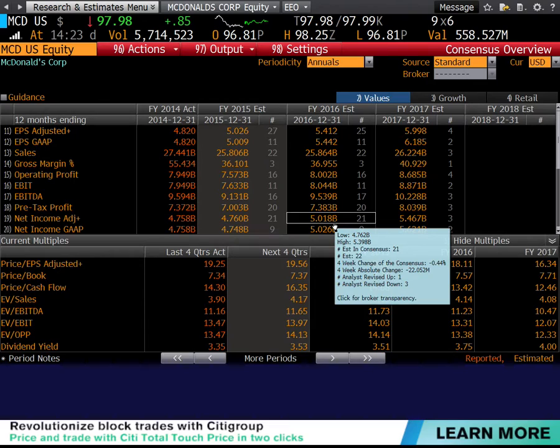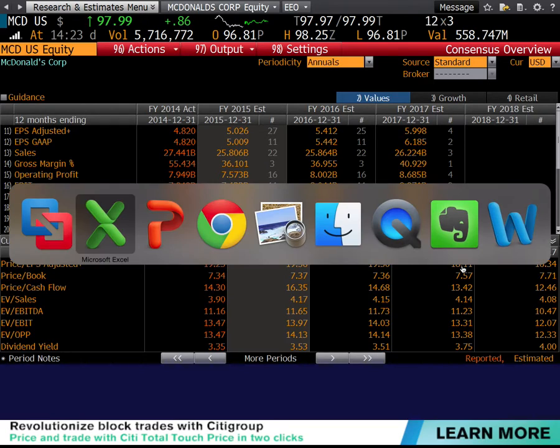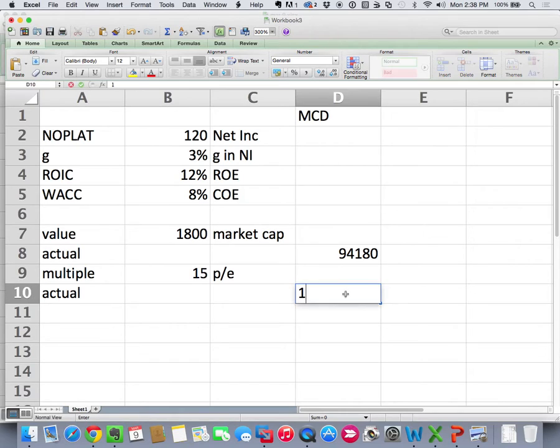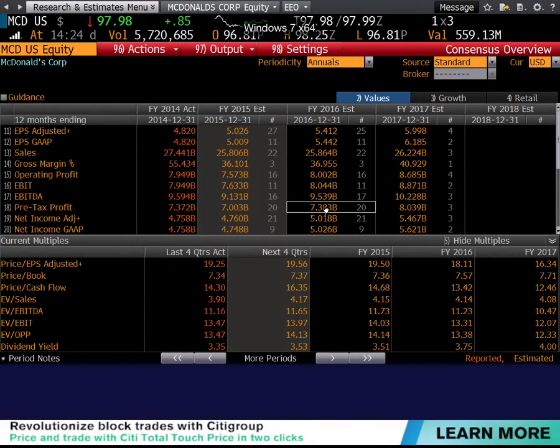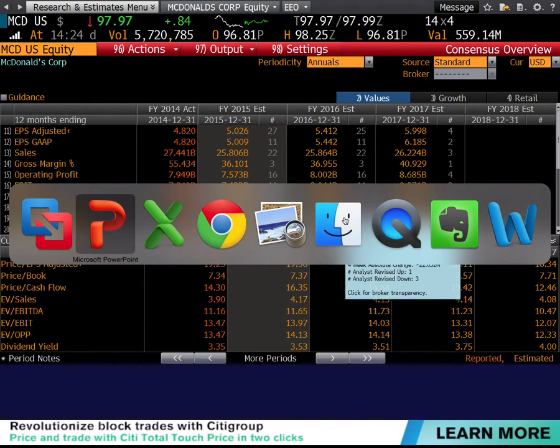So that's what adjusted net income is. The analysts actually look at not a PE, but what's called an adjusted PE, the price to the adjusted earnings, where you take out the one-time gains and losses and the non-cash accounting charges. So that PE for 2016 is 18.11. That's the actual PE, and that is based on net income of $5,018,000,000.